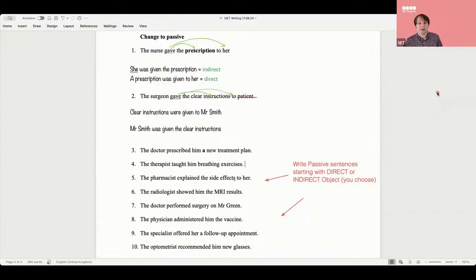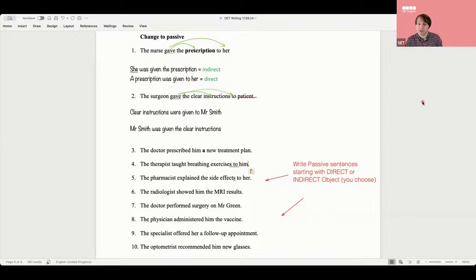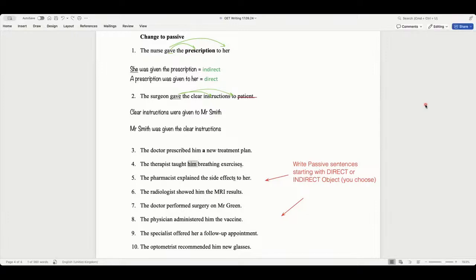Wait a second. Ismail, was or were? Was taught or were taught? Ismail, this is the direct object, and it's plural. So you need to say were. Okay, I write were. Oh, sorry. No, you said breathing exercises was. I'm sorry. Alan, Mustafa, he was explaining the side effects. That's okay, Mustafa. Yes, question, please.